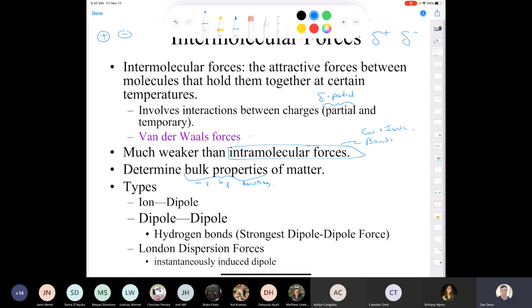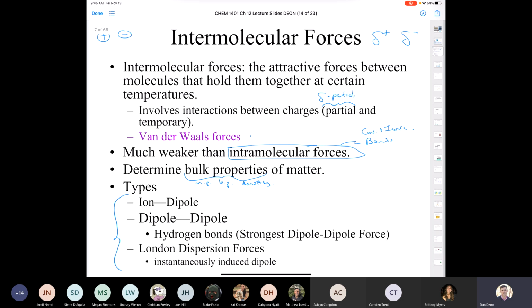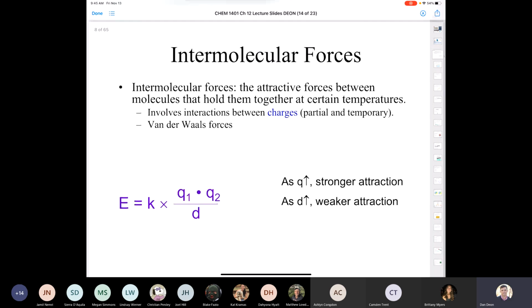We have several types of intermolecular forces. We have ion dipole, dipole-dipole, hydrogen bonds, which is the strongest type of dipole-dipole force, and then we have what are called London dispersion forces. Before we get into all of these different types of intermolecular forces, let's take a look at Coulomb's law just for a second.